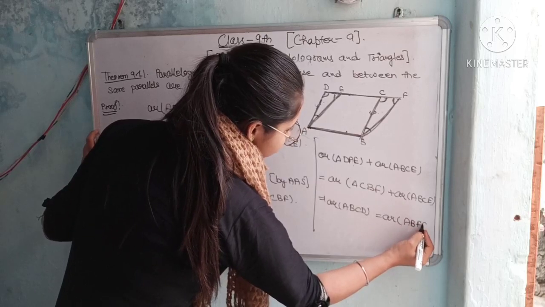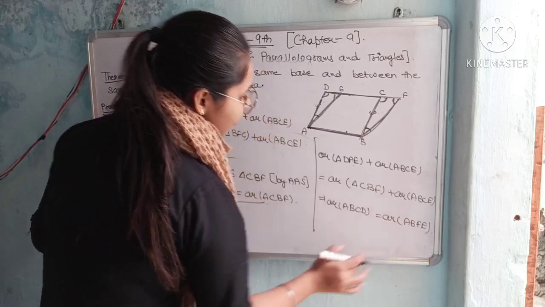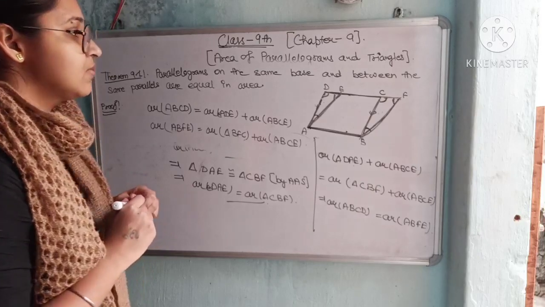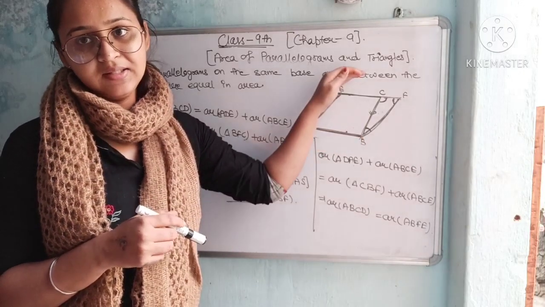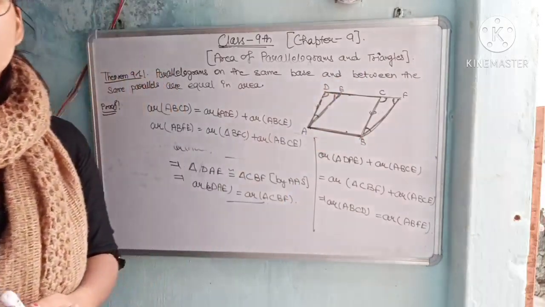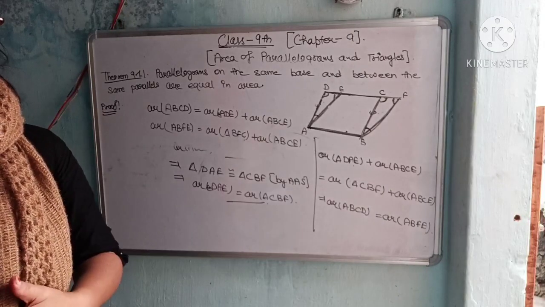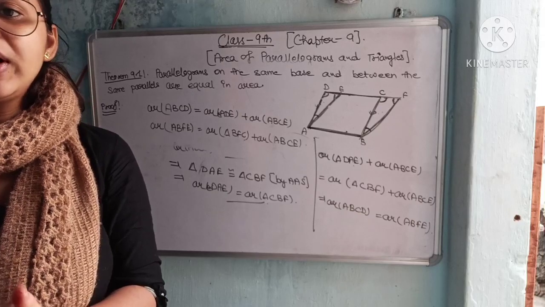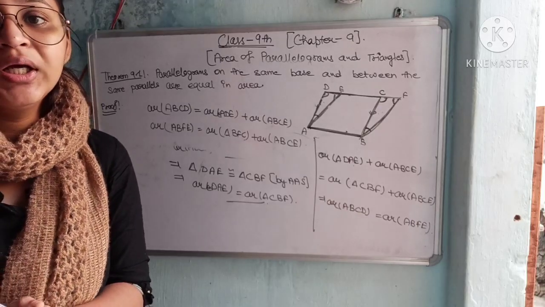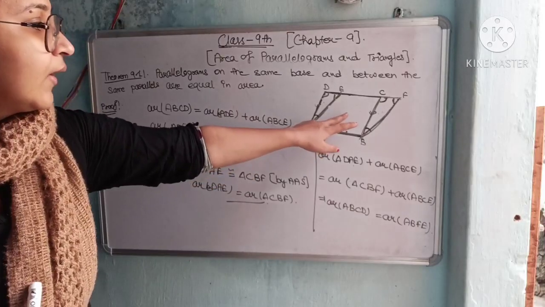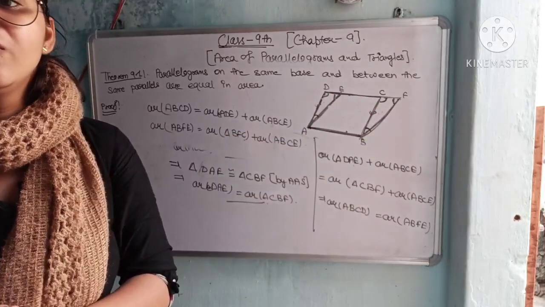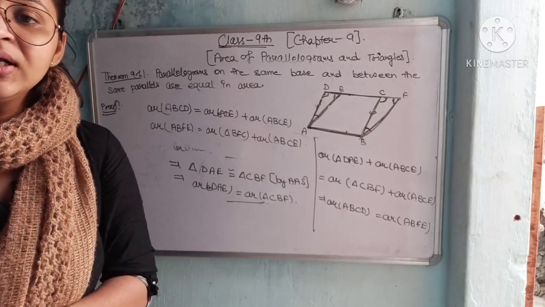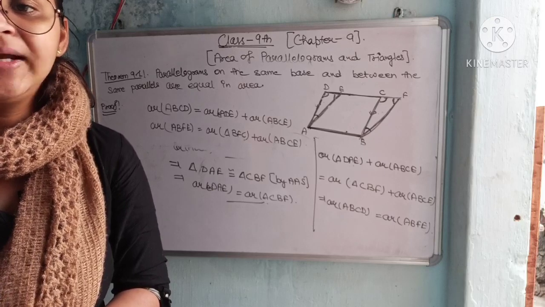So this is the general proof for showing that if parallelograms have the same base and lie between the same parallels, then their areas will be the same. We just have to show that these two triangles are congruent, and if they are congruent, they are equal in area. Then after adding this quadrilateral part, we are done with our proof. So this is theorem 9.1. Then we will start exercise 9.2.